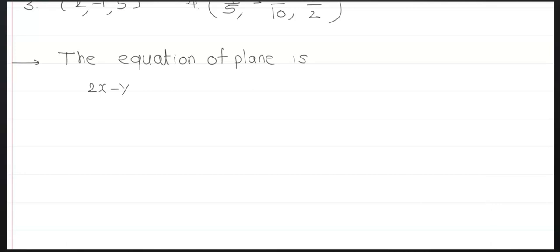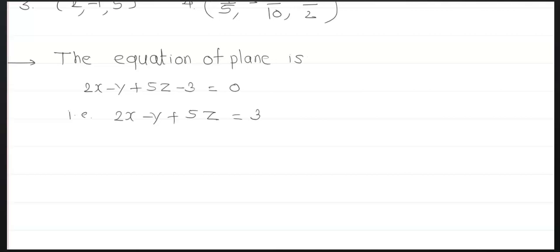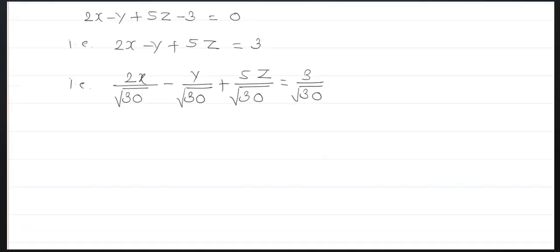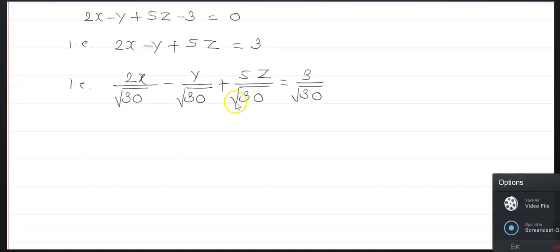The equation of the plane is 2x minus y plus 5z minus 3 is equal to 0. That is 2x minus y plus 5z is equal to 3. That is 2x upon root of 30 minus y upon root of 30 plus 5z upon root of 30 is equal to 3 upon root of 30.